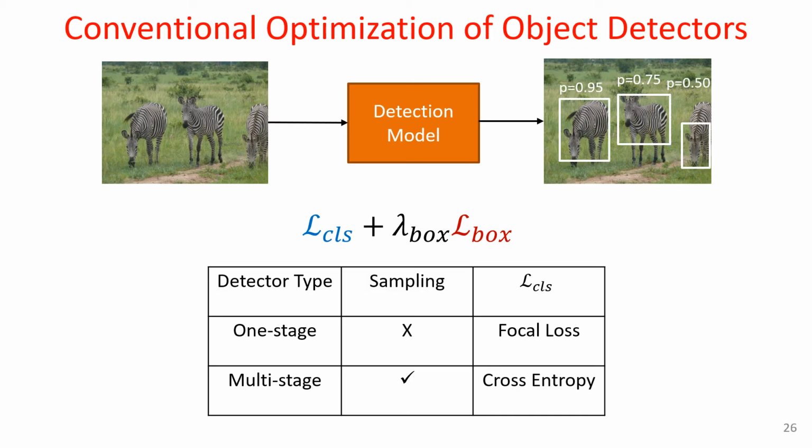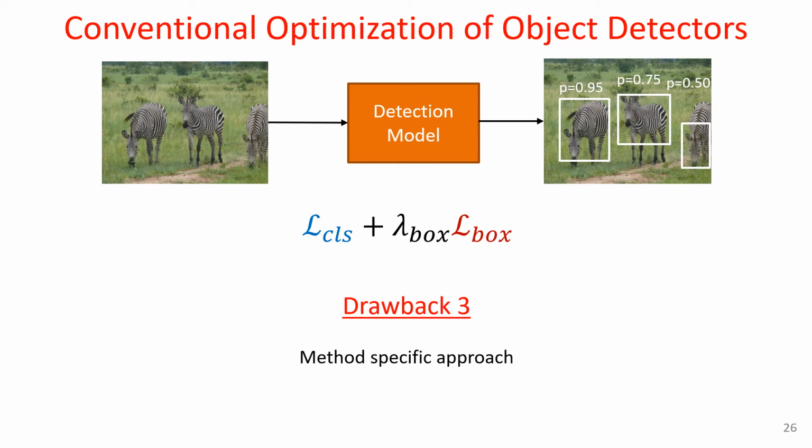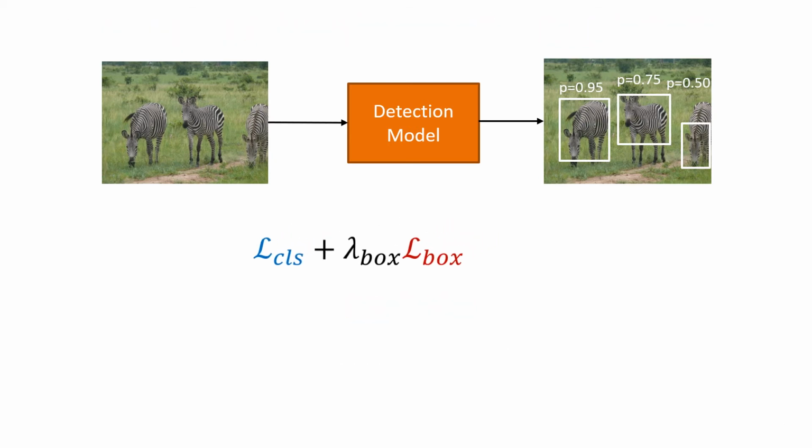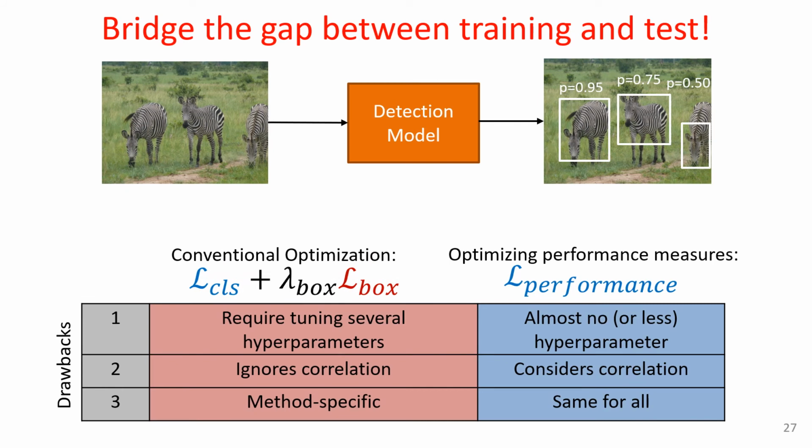Finally, as illustrated before, while the pipelines of one-stage and multi-stage methods are similar, the methods employ different techniques to alleviate class imbalance. Commonly, one-stage methods are trained without sampling but with focal loss, whereas multi-stage methods use sampling and cross-entropy. However, a robust solution to class imbalance should be able to train all approaches, providing at least the same performance. These three drawbacks can be addressed directly by optimizing performance measures, namely by bridging the gap between training and evaluation.